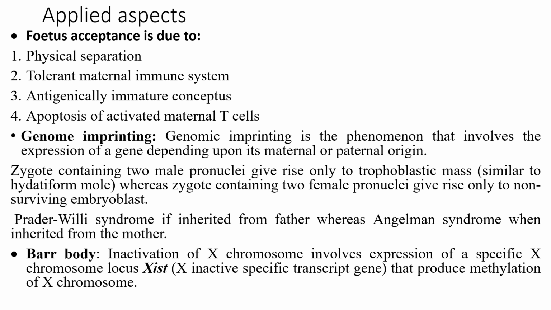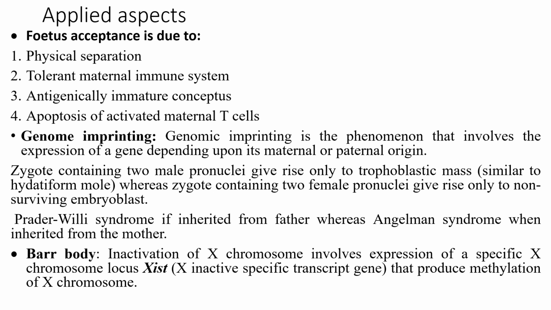Normally the zygote contains one male pronucleus and one female pronucleus, and there is fusion of the male pronucleus with the female pronucleus to form a zygote. But if there are two male pronuclei and the female pronucleus is absent, in such a case a trophoblastic mass is formed. It is known as hydatidiform mole and it may lead to a malignant change called choriocarcinoma.